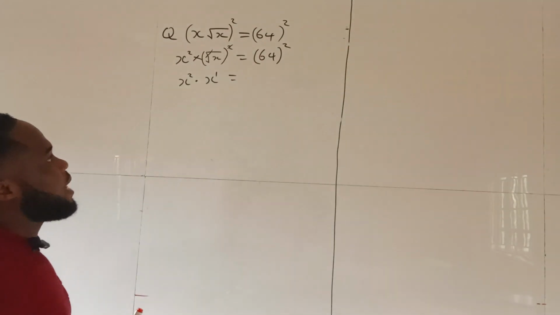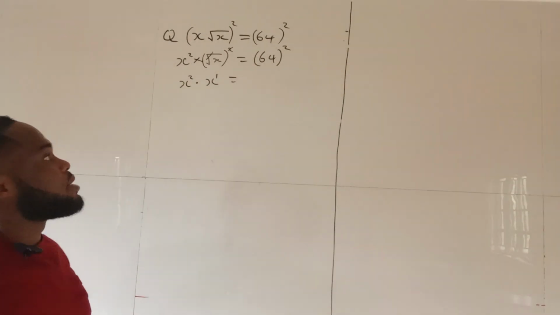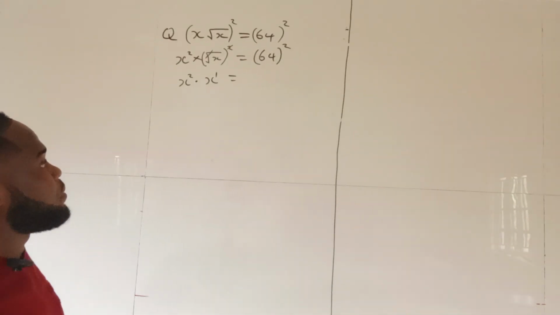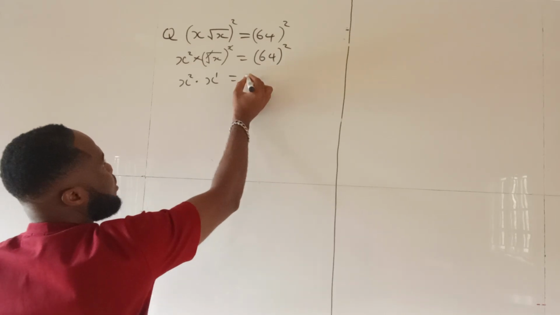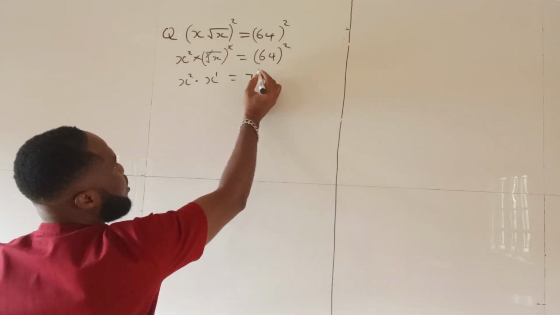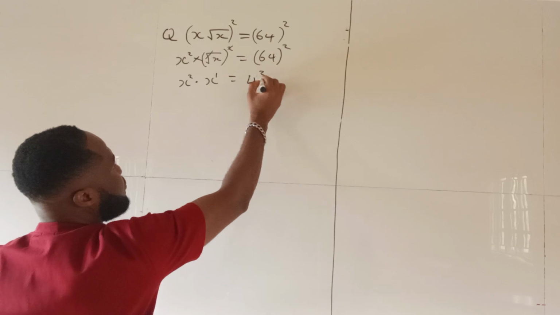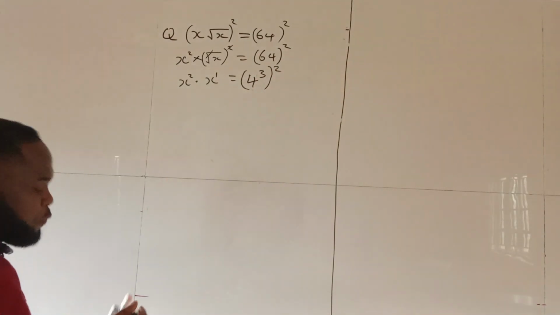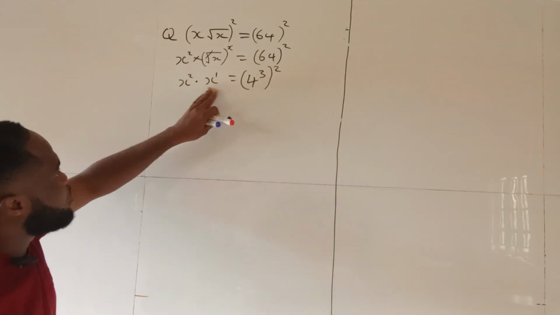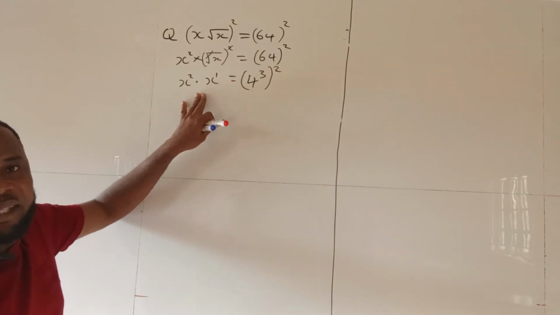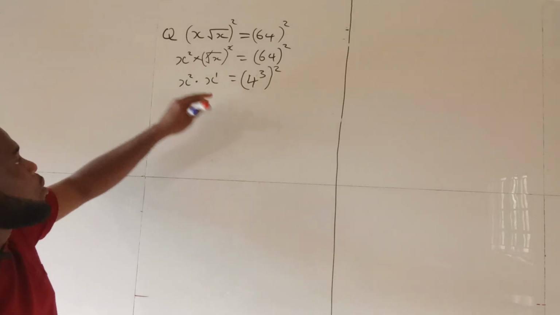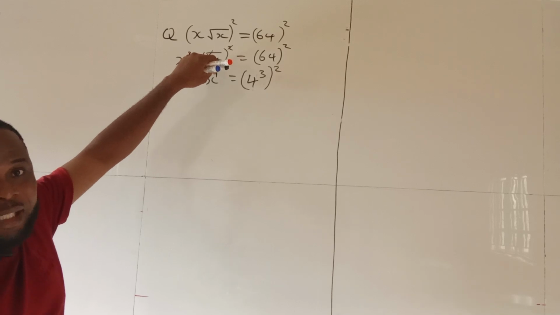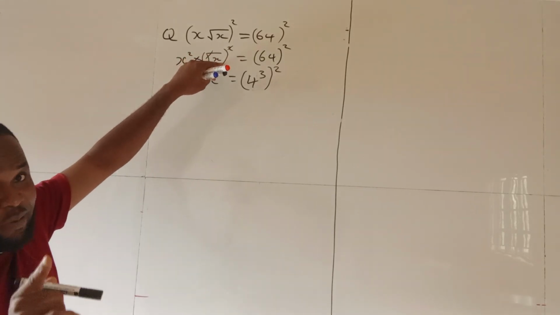Now recall that 64 simply means 4 times 4 times 4, in 3 places. So we can replace 64 by writing 4 raised to the power of 3, then all raised to the power of 2. Now from indices, whenever two numbers that have the same base are multiplying, we simply add their powers, or their indices, or their exponents.